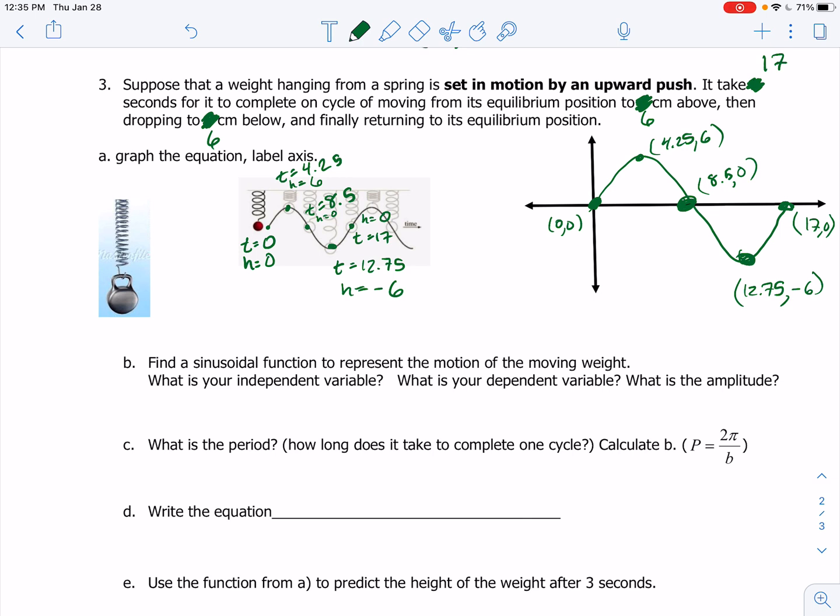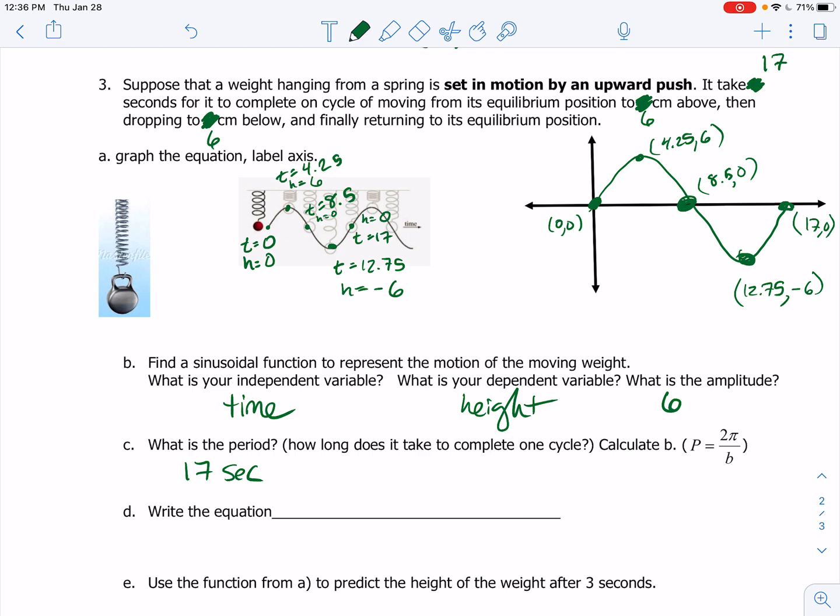Doesn't that make you sound fancy? It's just a sine curve. Find a sinusoidal function to represent the motion of your moving weight. What is your independent variable? Time. And then your dependent is the height. What is the amplitude? In this particular case, we go up 6 and then down 6. What is the period? Okay, the period is 17 seconds.